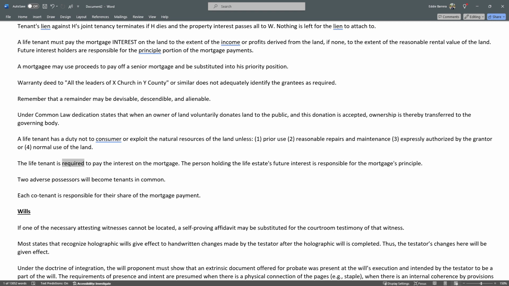The life tenant is required to pay the interest on the mortgage. The person holding the life estate's future interest is responsible for the mortgage's principal. 2 adverse possessors will become tenants in common. Each co-tenant is responsible for their share of the mortgage payment. Wills.